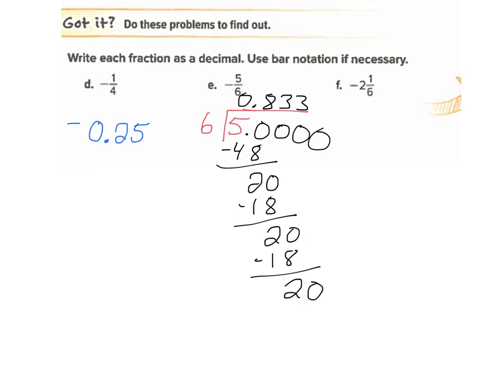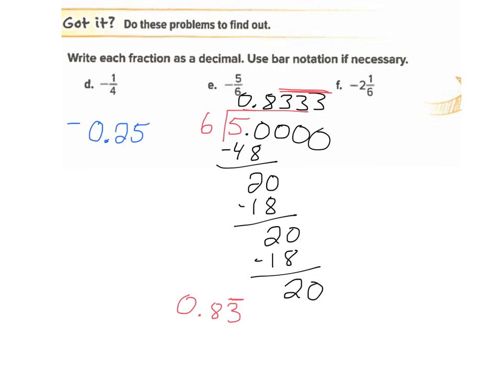You'll notice I keep getting 20 every time I do it, so 6 goes into 20 3 times. So you'll notice it's the 3 that's repeating in this answer. So I would write it as 0.83 repeating. The bar notation is only going over top of the 3 because that's the part that's repeating in the number.